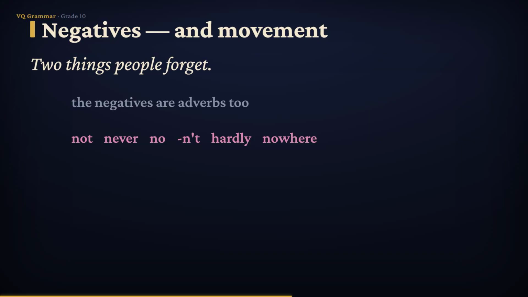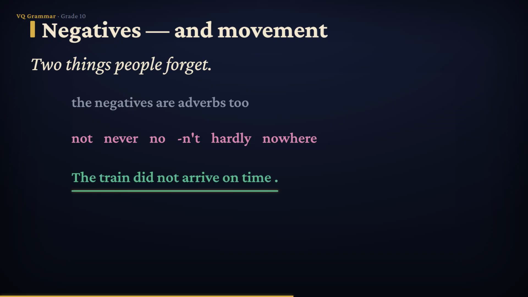Look at the sentence on the board. The train did not arrive on time. Not lands on the verb phrase did arrive, and it tells us to what extent. To zero extent, as it happens.